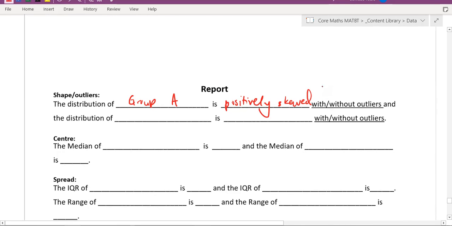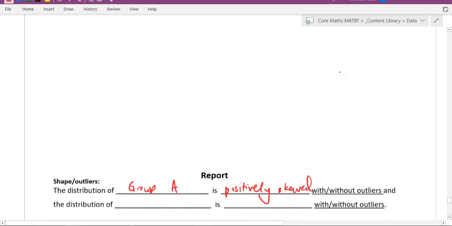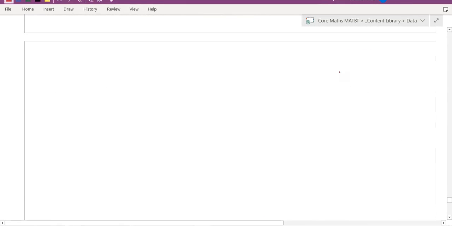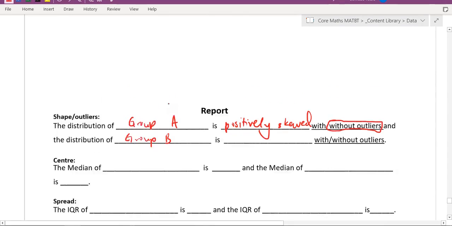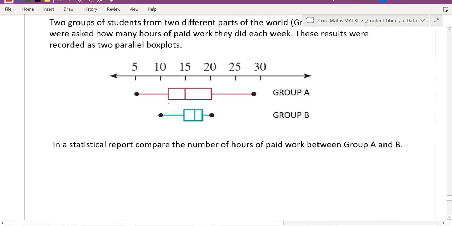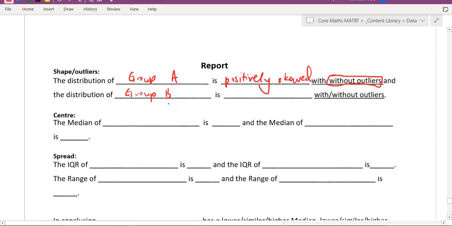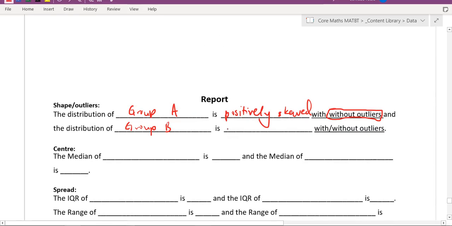And does it have outliers? Are there any outliers here? No. So you'd write without outliers. I'll just circle without. And the distribution of group B. So Ramia, what did you say the distribution was for group B? Good. Negatively skewed. So it starts low, then it goes up. So negatively skewed. And does it have outliers, guys? No. So it's got no outliers.